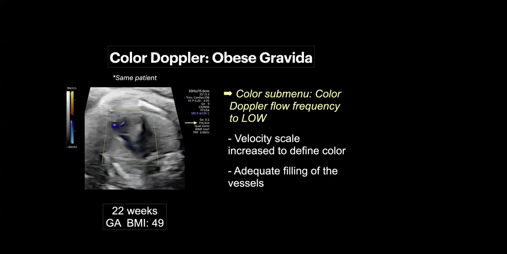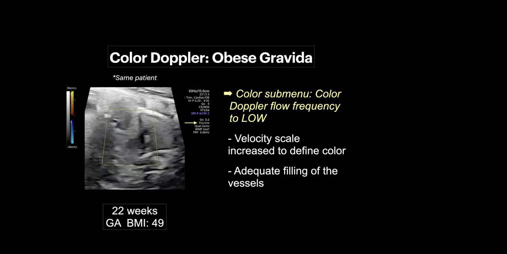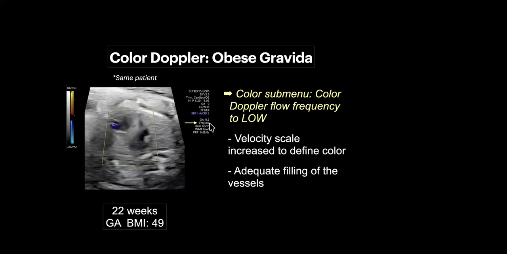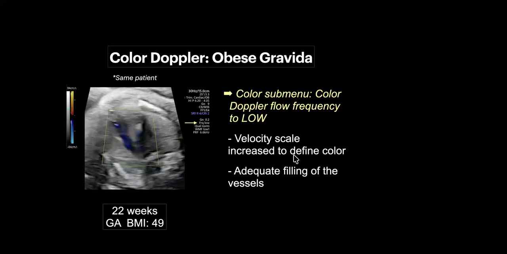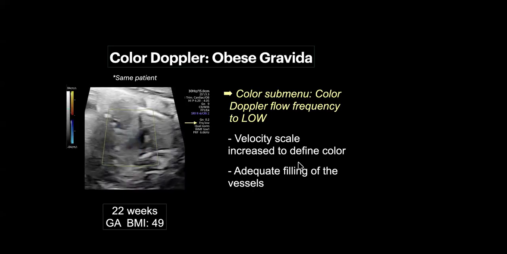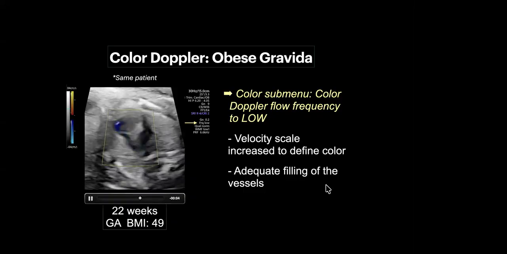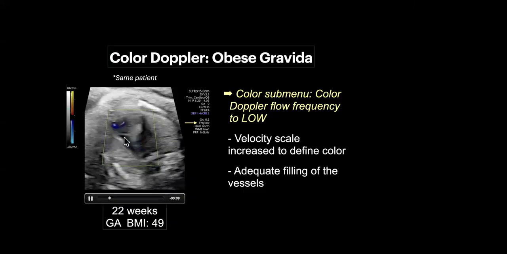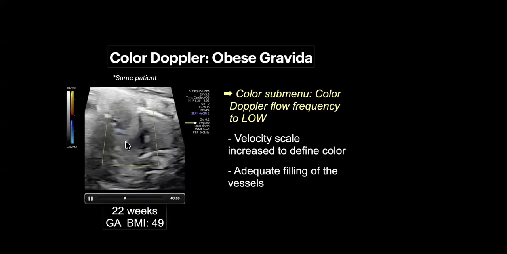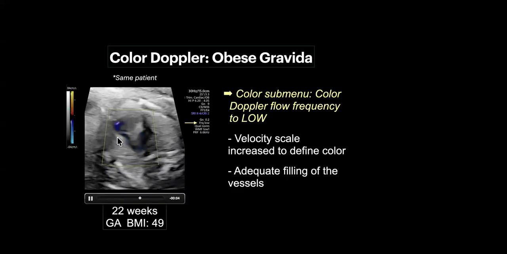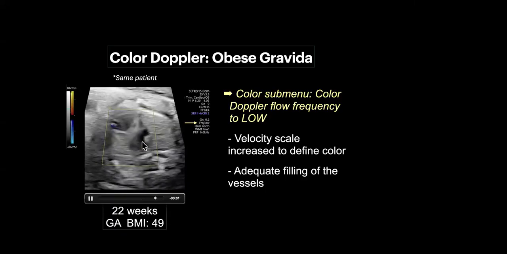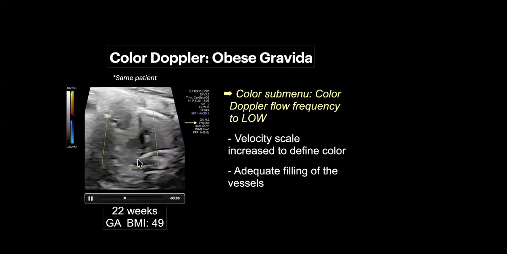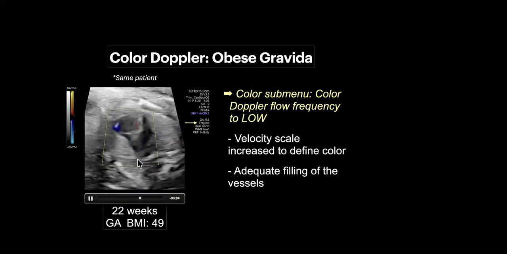So the sonographer did that. We adjusted the color submenu and notice now that the color Doppler flow frequency is now set to low instead of mid. And because of this, the velocity scale increased to define the color. So it increased the Nyquist limit, and there's now adequate filling of the vessels. And here you could see that there's normal smooth laminar flow going through the pulmonary artery as well as the aorta. You could appreciate the nice V configuration, which is left to the trachea. So this is definitely a left aortic and ductal arch, enough to actually clear that.